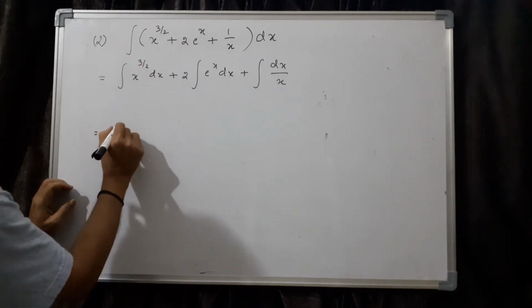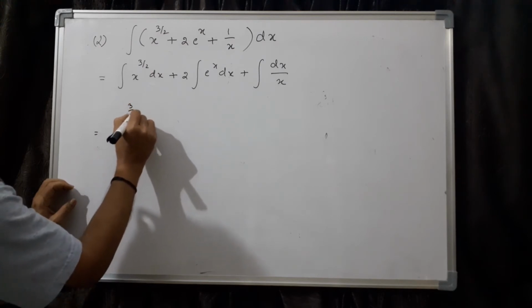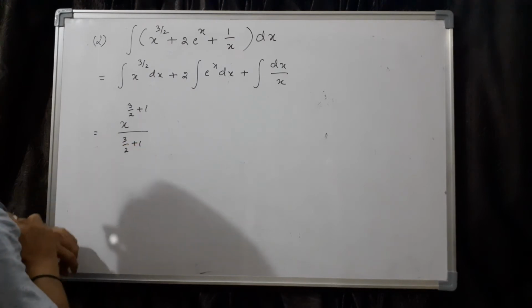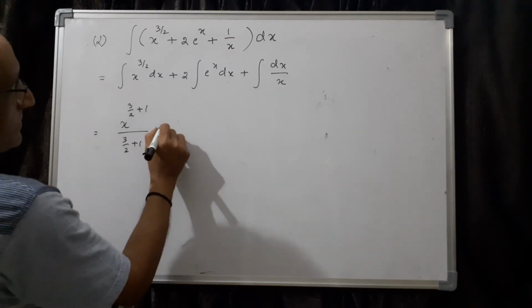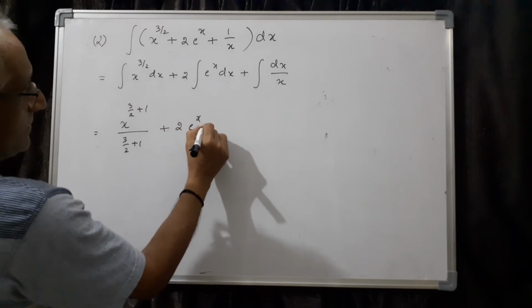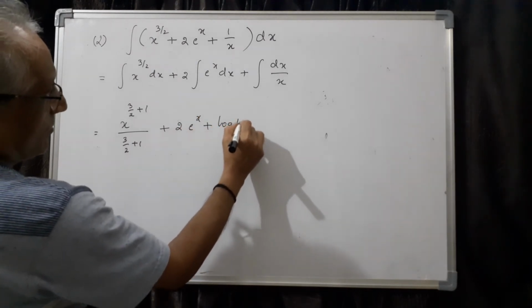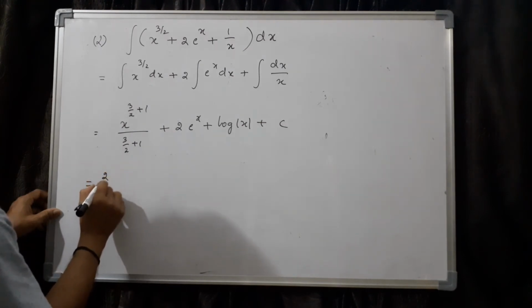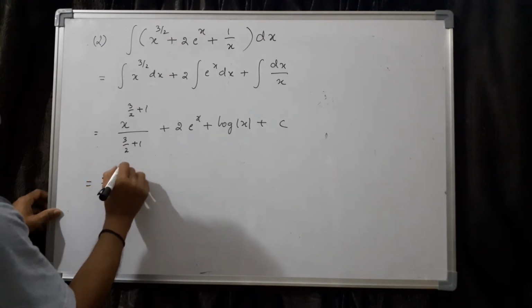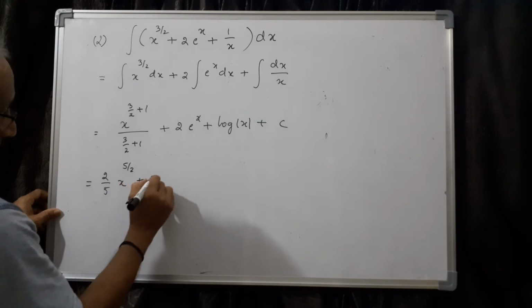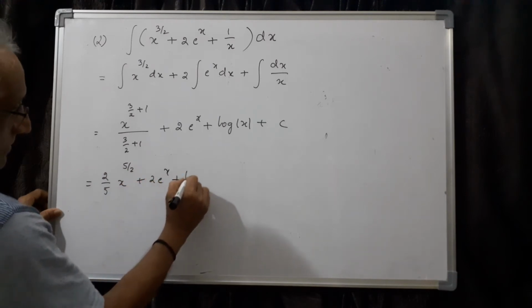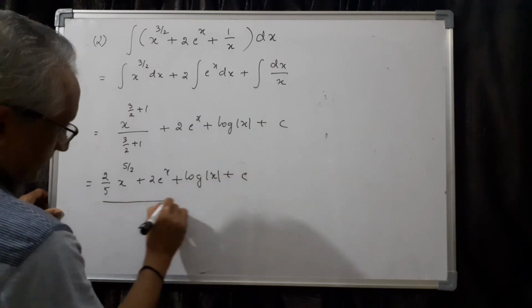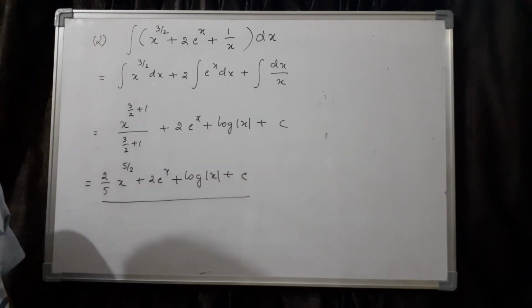So what you have to do is x power 3 by 2 plus 1 by 3 by 2 plus 1, then plus 2 into eˣ plus this is log mod x, formula plus c. Of course this you can simplify, 2 by 5 x power 5 by 2 plus 2eˣ plus log of mod x plus c is the answer. So second example.